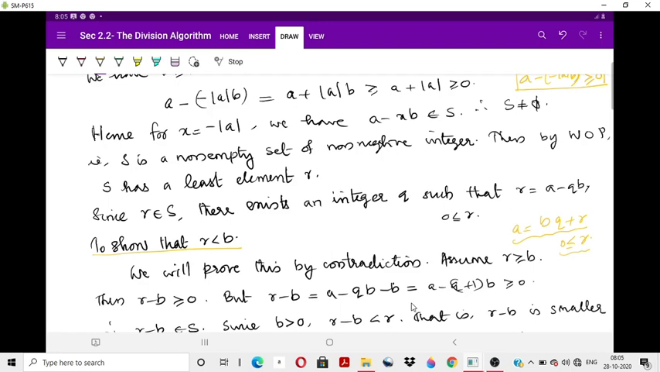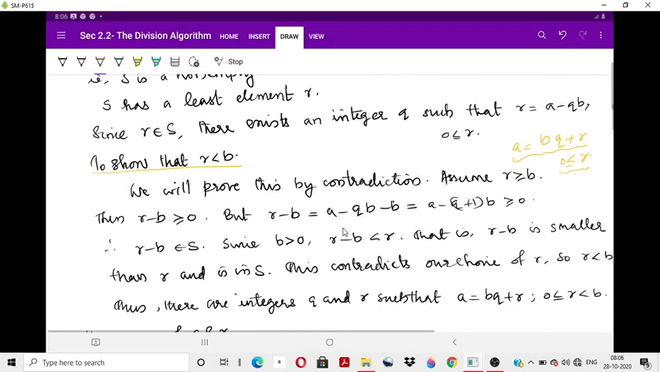Now this implies R minus B belongs to S, isn't it? R minus B is an element of the form A minus XB, because R minus B is written as A minus (Q plus 1) into B, where X is equal to Q plus 1. Also R minus B is greater than or equal to 0, so R minus B is in S. And we know that B is a positive integer and R is greater than or equal to 0, so R minus B should be less than R. That means R minus B is a smaller element than R, and it is in S.